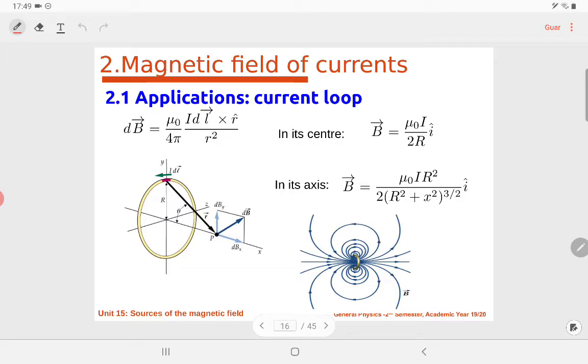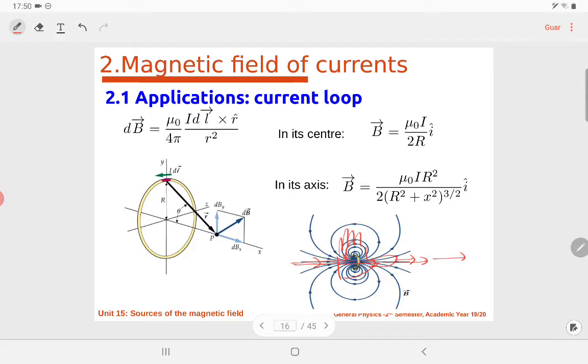So if these are your fingers, they all have to be pointing like this, so your thumb is going to be left here. So it's signaling that the magnetic field is going to have this direction inside the loop, and all across the axis, it's going to have this direction. Out of the loop, the magnetic field looks like this. Remember that the field lines don't have a beginning or an end, so they're just going round and round, okay?